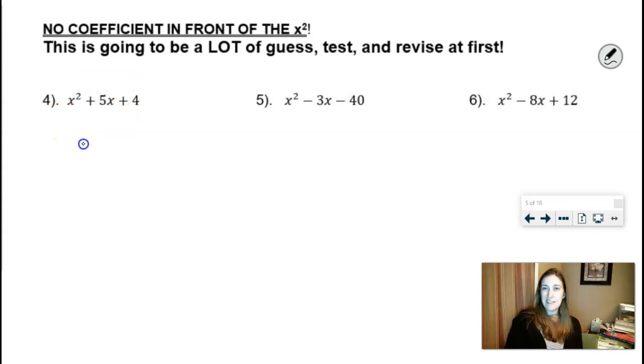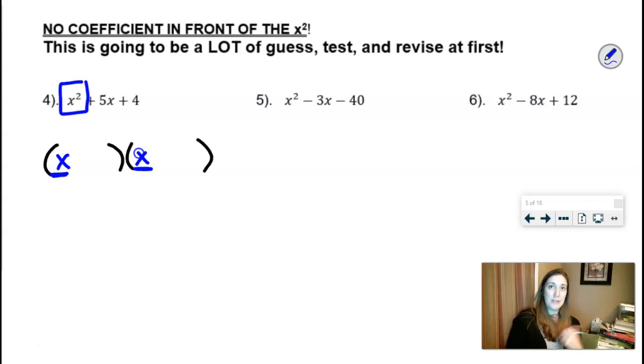Some teachers teach these easier problems as diamonds. We're going to step away from the diamonds here. And we're just going to think of it as a reverse foiling process. So these numbers right here, whatever goes in the first positions, when I multiply them together, I got an answer of x squared. So there's really only one way for that to happen, right? It has to be an x times an x.